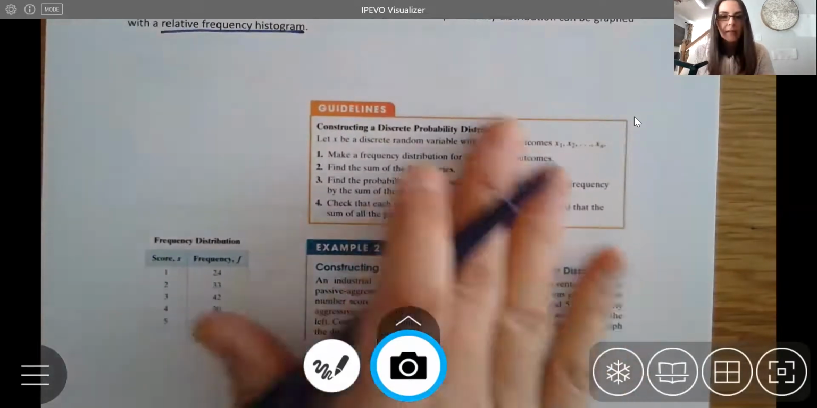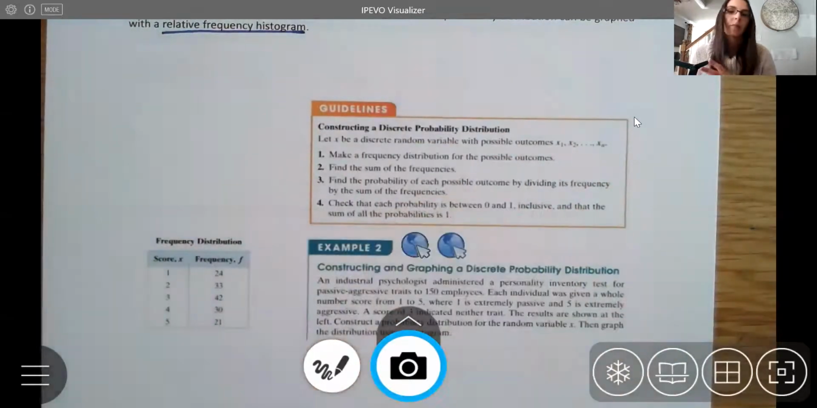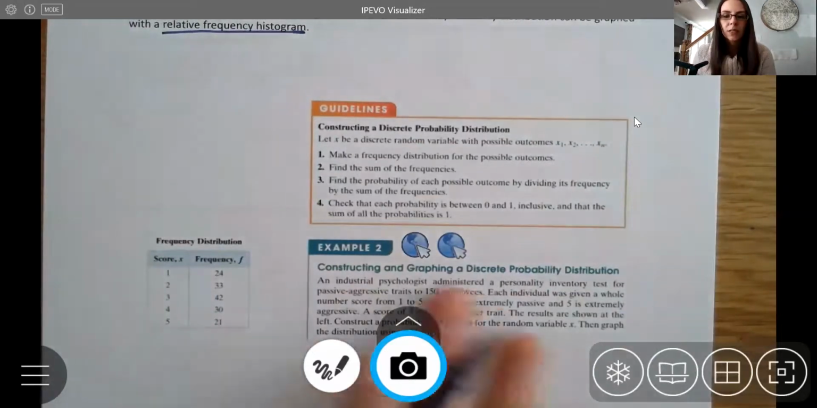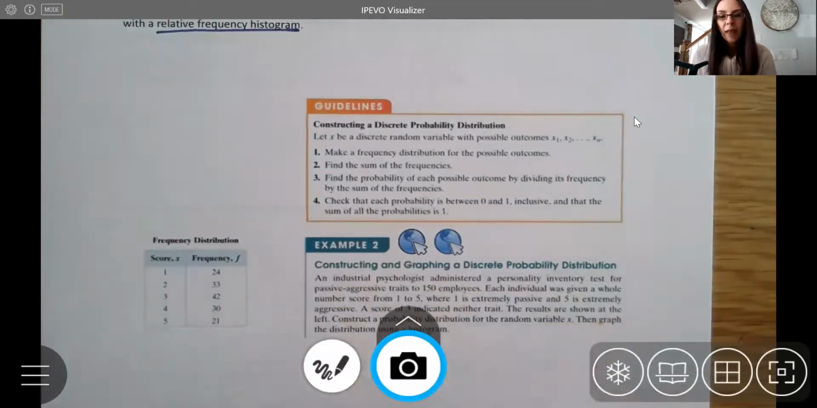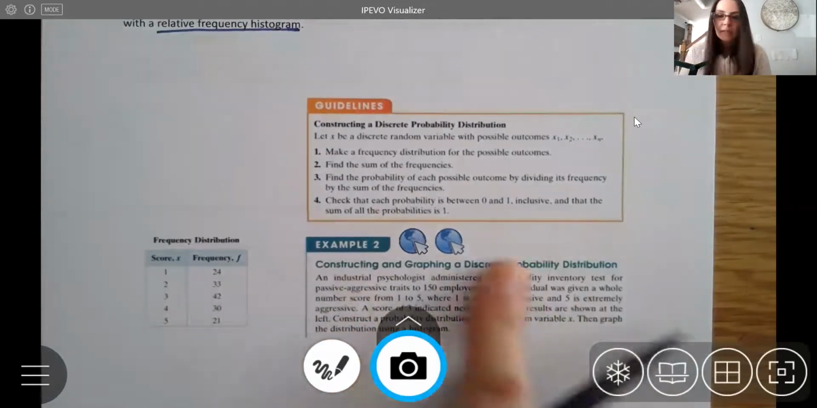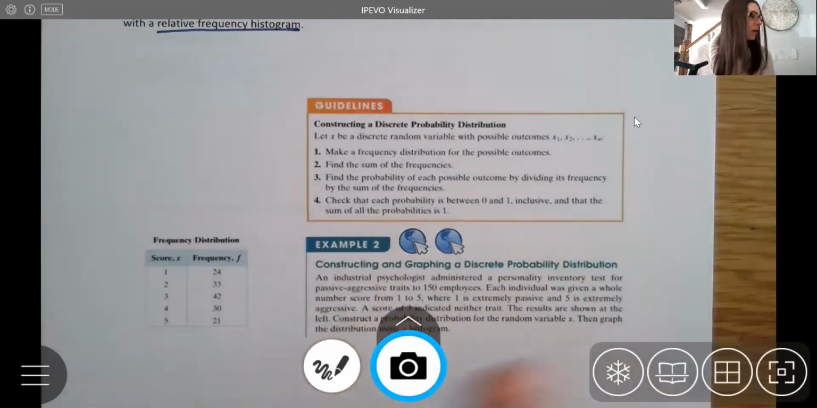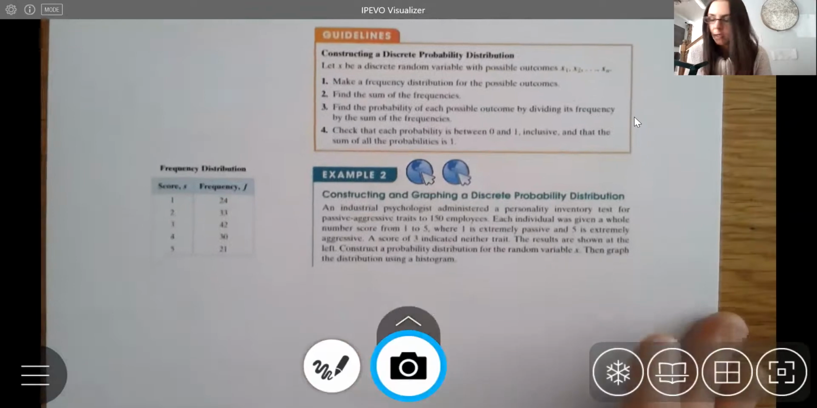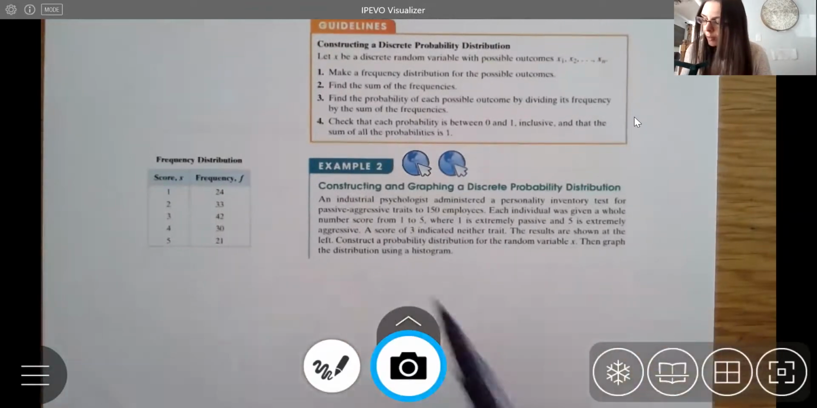Okay, so you have some steps here for how to construct a discrete probability distribution. So we're going to just go through it together with an example. And then on the next page, I will show you what the graph looks like as well. All right. So this is in your text, of course. If it's a little hard to read here, you can feel free to go to your text to see the example in larger print.